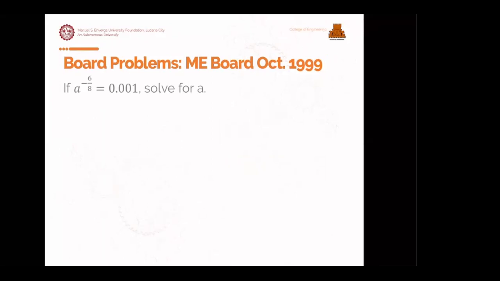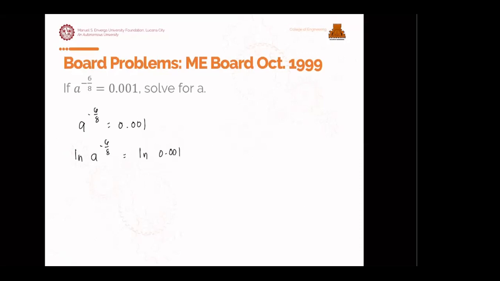Right. So we have A raised to negative 6 over 8 is equals to 0.001. So what we can do is apply logarithm, no? Or natural logarithm, pwede din. So what I can do is gamitin si natural logarithm, ln. Kailan si natural logarithm? Depende sa choice ng nagso-solve yun.